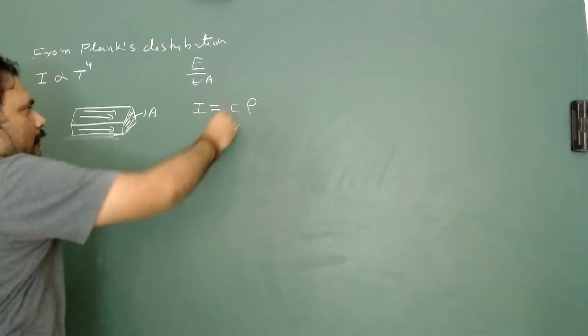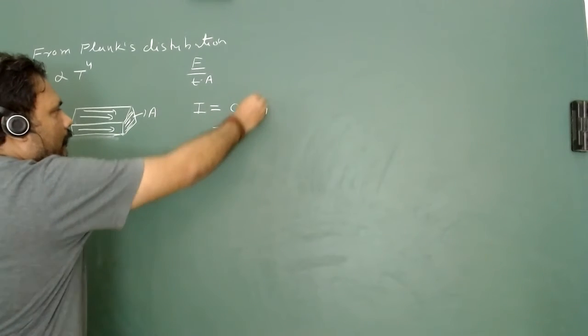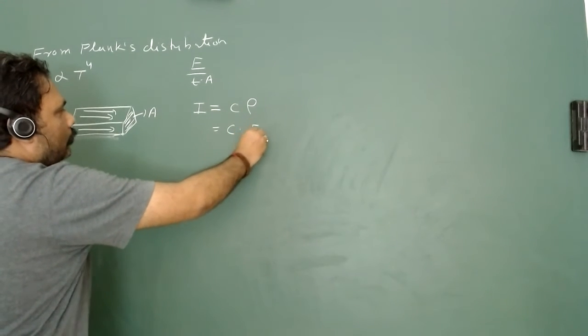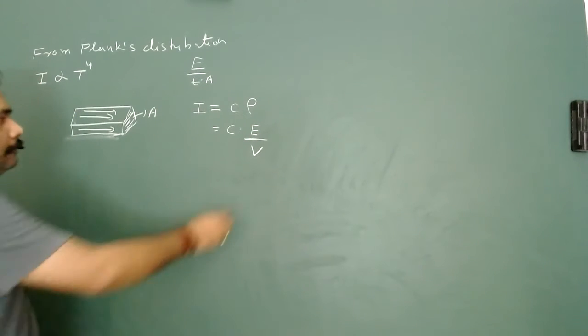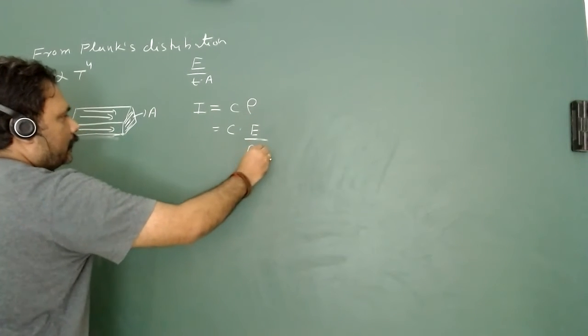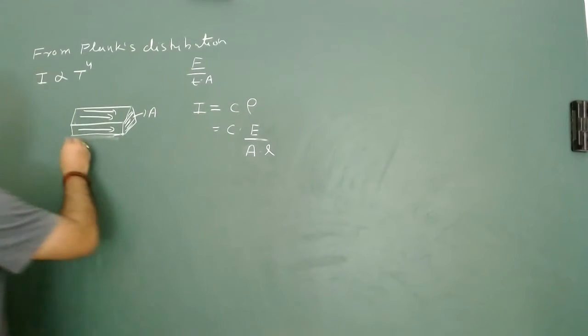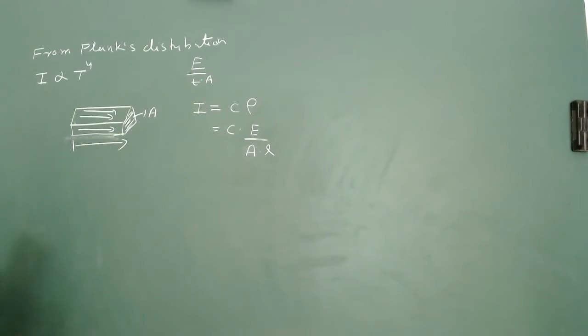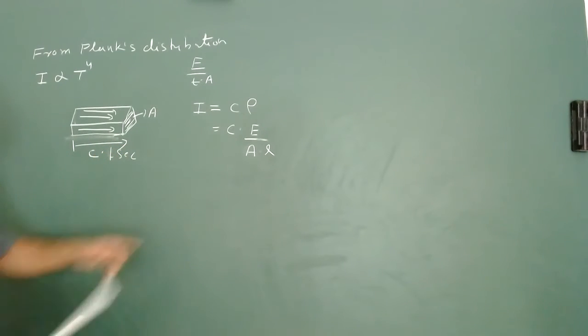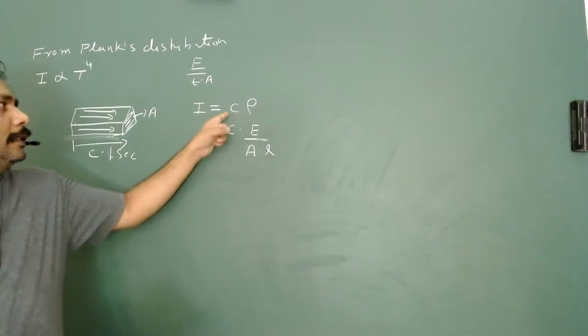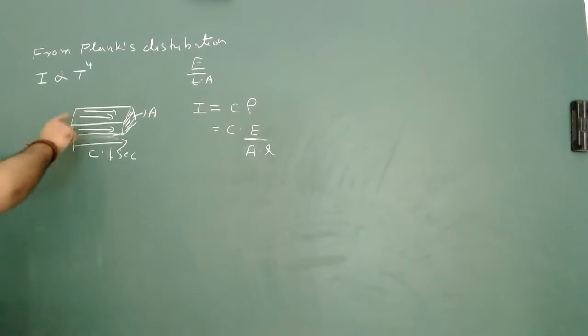So what is this? C is the speed of light, and rho is the energy per unit volume. We can write this as cross-section area into this length. This length is the distance light moves in 1 second. That is why we multiply with C, and we get intensity equal to C into rho. But this formula is correct only when the radiation is perpendicular to this cross-section area.